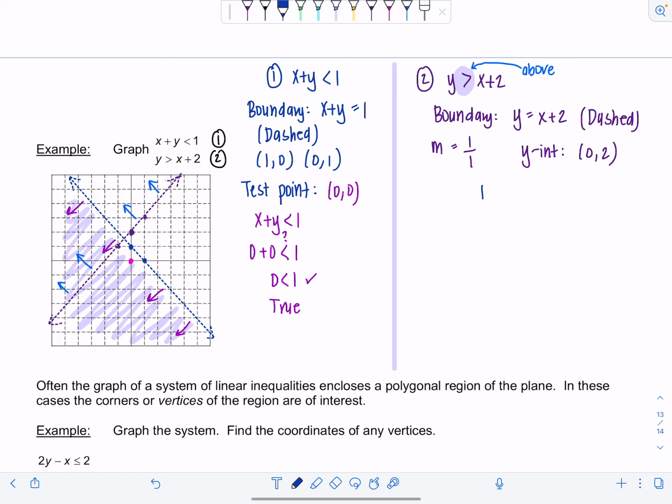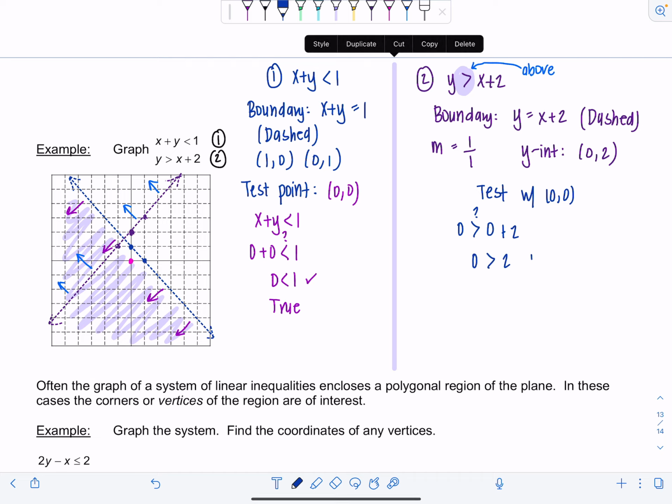You can still test. Let's test with 0, 0. Is 0 greater than 0 plus 2? Is 0 greater than 2? No way, that's false. So that means 0, 0 is not part of the solution set. So again, you can see, all right, we got to shade the side that doesn't include 0, 0. So can you see where the overlap is, where our final answer should be?